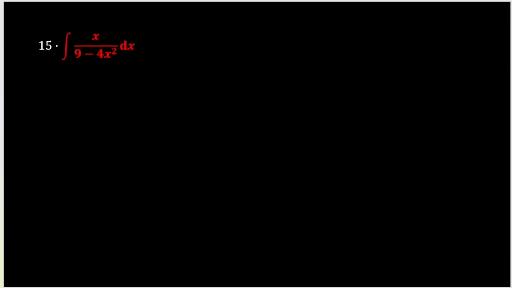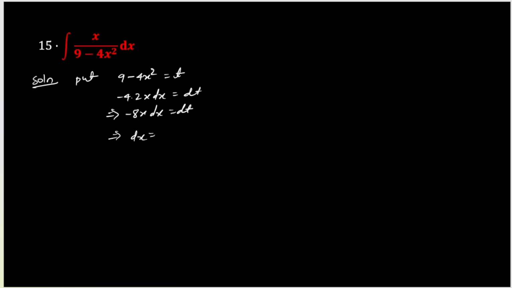Next problem is given that this integral and its solution. We put here 9 minus 4x squared is equal to t, and differentiate with respect to x, we get minus 4 into 2 into x into dx is equal to dt, and simplify, minus 8x dx is equal to dt, and we find dx is equal to dt by minus 8x.